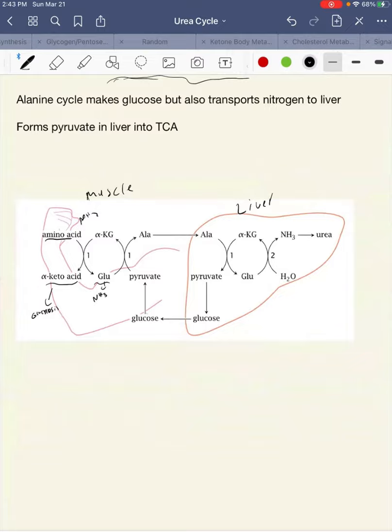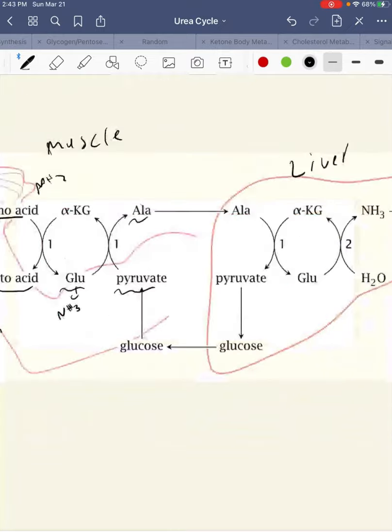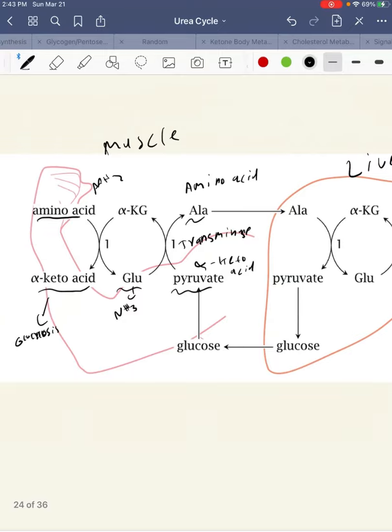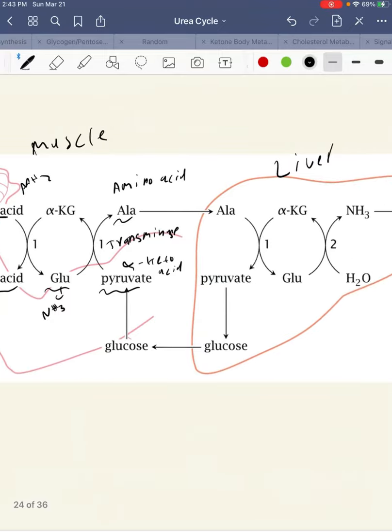So glutamate is then converted back to alpha-ketoglutarate, and in that process we convert pyruvate to alanine. Okay, so pyruvate is your alpha-keto acid, then alanine is your amino acid. And this is another transaminase reaction. So we converted the amino acid to alpha-keto acid to use in energy, and in that process we convert glutamate back to alpha-ketoglutarate. Pyruvate is converted to alanine.